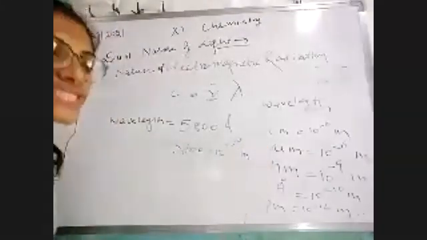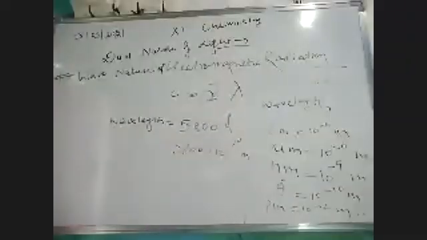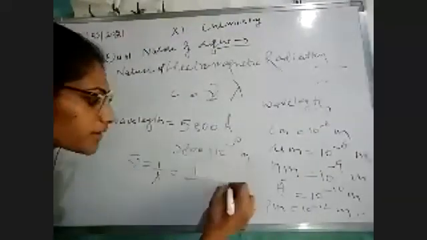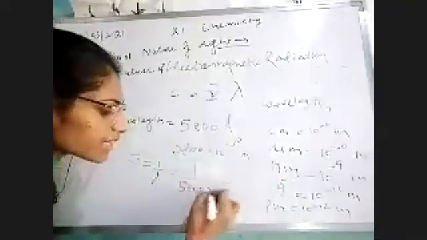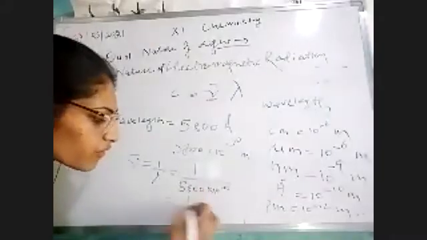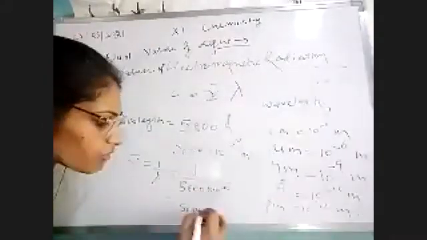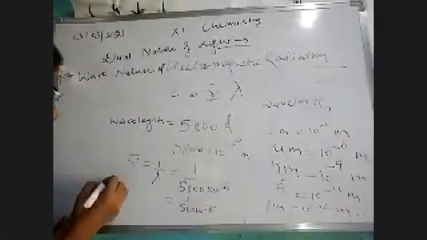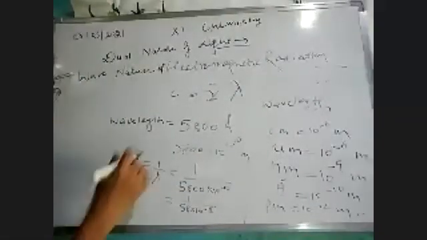Firstly, we have the question, calculate the wave number. I have already told you about the wave number, which is denoted as nu bar. That is equal to 1 over lambda. So 1 over 5800 into 10 raised to power minus 10. Or we can solve it as 1 over 58 into 10 raised to power minus 8, which would be 10 raised to power 8 over 58, and we will solve this.